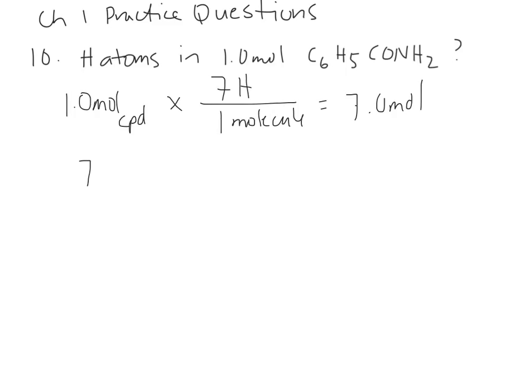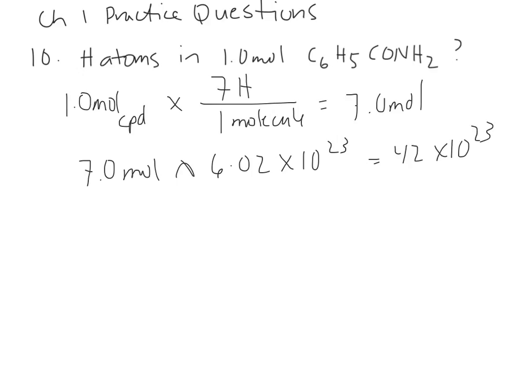So then 7 moles of anything, you're just going to multiply by the 6.02 times 10 to the 23rd. So we're talking about 42 times 10 to the 23rd, or 4.2 times 10 to the 24th, which matches with letter D.